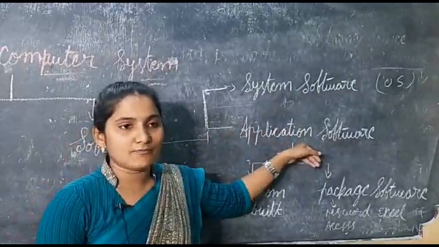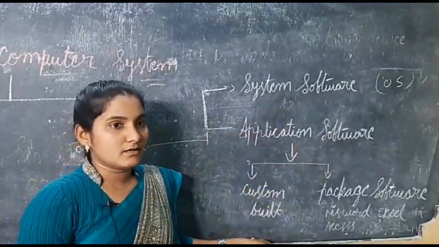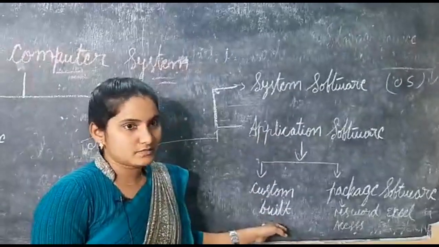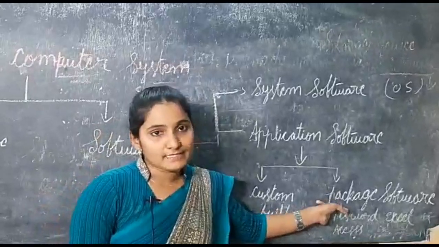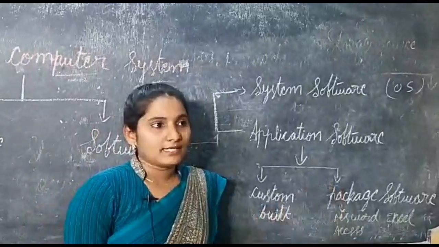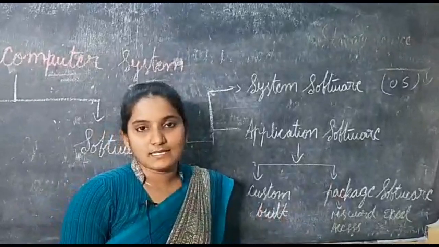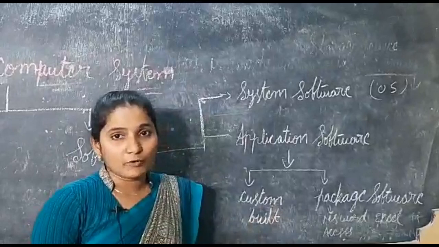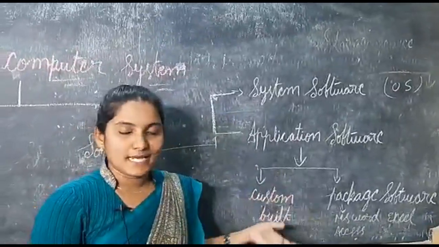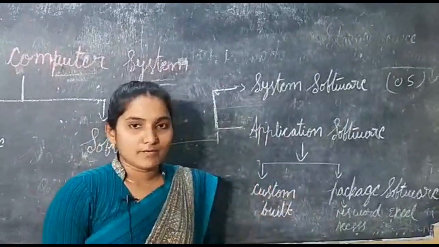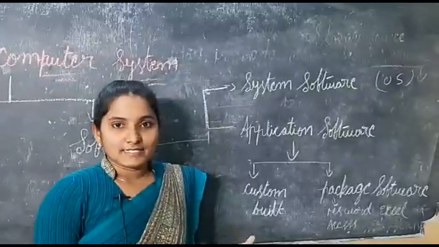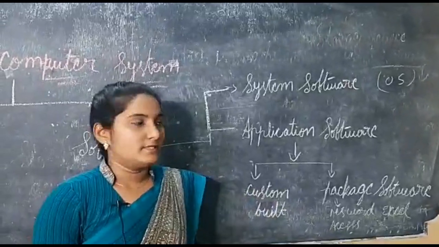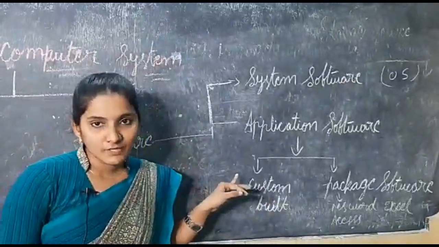In application software there are two types. Custom built software is for maintaining records, like student records. Package software means the MS Office package, with applications like MS Excel, MS Word, PowerPoint, and Adobe Photoshop for editing photos. We use application software like that. Software for communication is also available, like WhatsApp, Twitter, Instagram, to communicate with people. Okay, these are the two types of software.